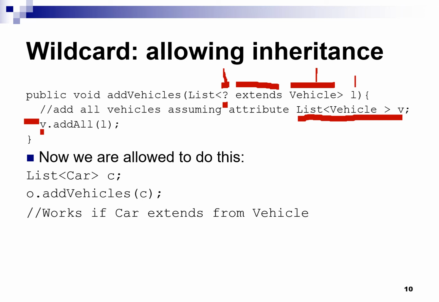And now I can use this method that follows. So I can declare here a list of car, and if car inherits from vehicle, then I could call this method add vehicles with C, because in C I have cars, and car, the declared type, is compatible with this declaration. Basically, is compatible with vehicle because it is a subclass of vehicle.